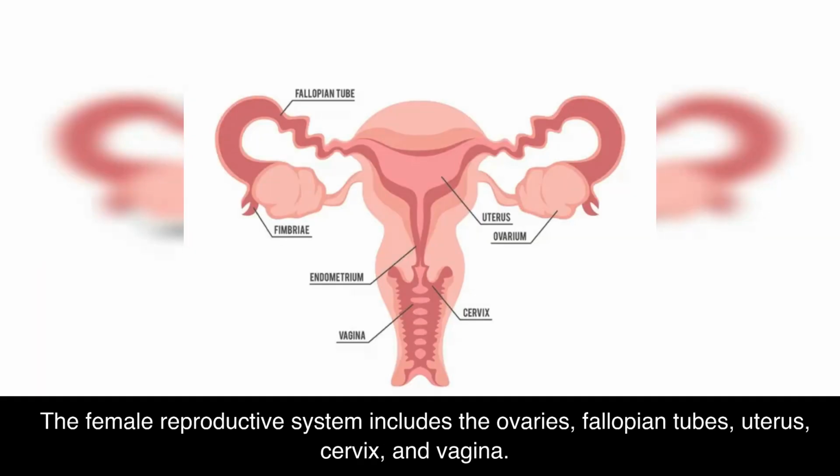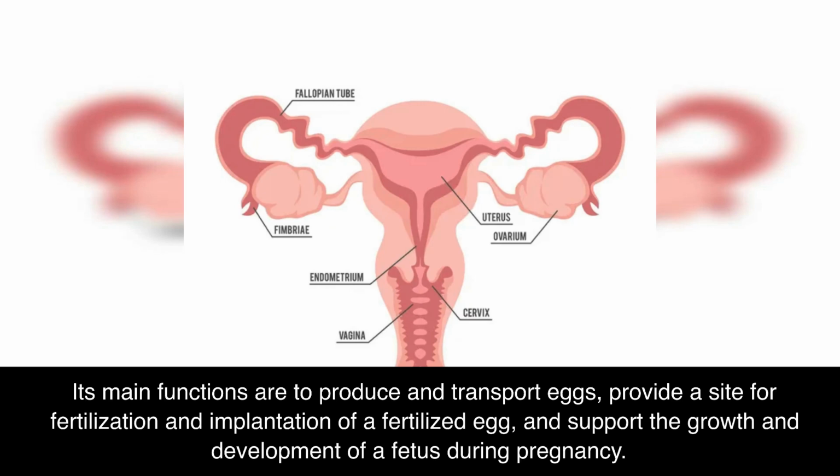The female reproductive system includes the ovaries, fallopian tubes, uterus, cervix, and vagina. Its main functions are to produce and transport eggs, provide a site for fertilization and implantation of a fertilized egg, and support the growth and development of a fetus during pregnancy.